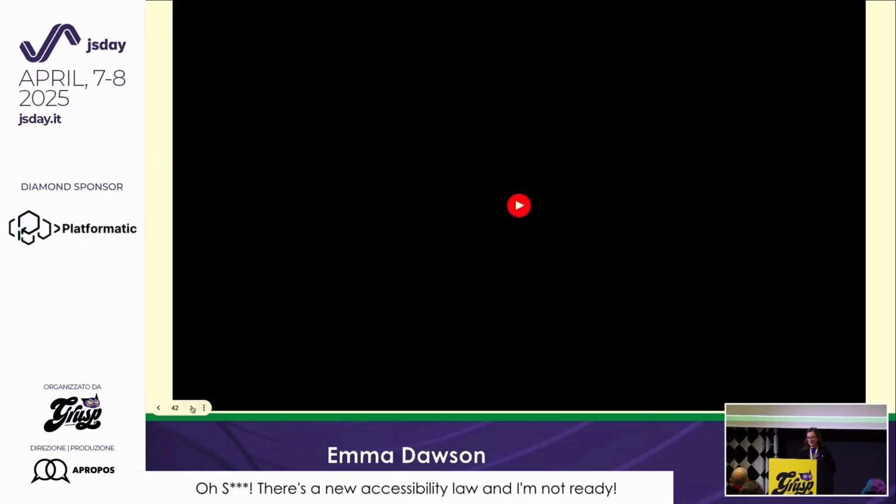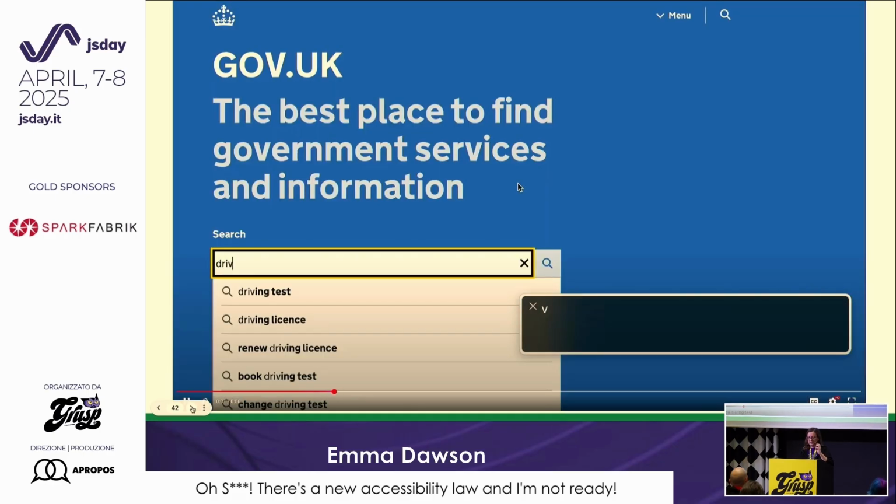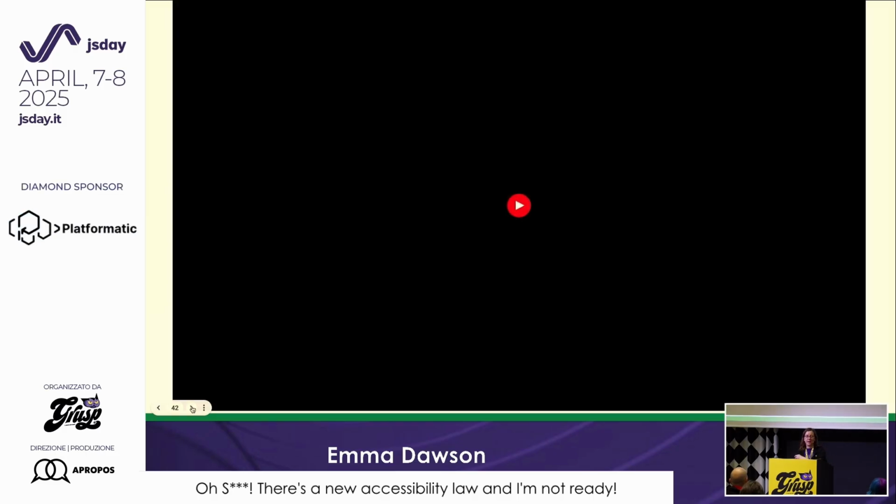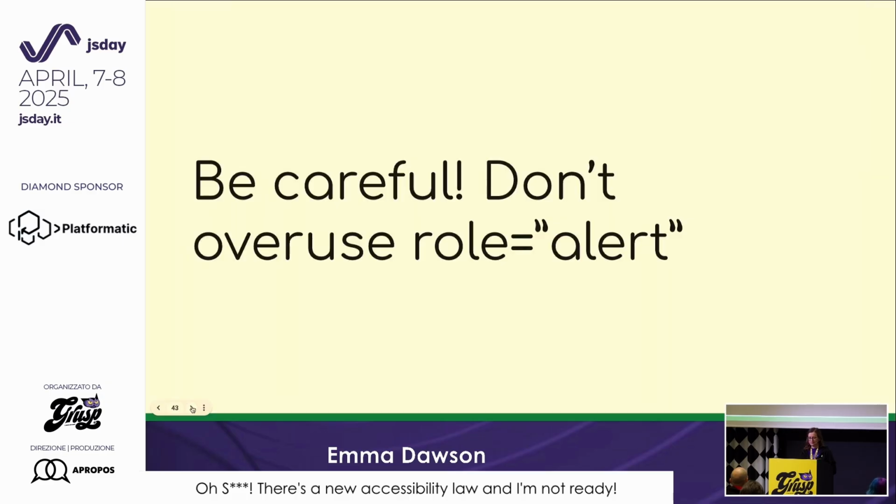Now here I did have a really nice example of the gov.uk website, where I'm going to search for driving license, and even before I press enter, they're already going to tell me that there are 5 results that I can select from in a drop-down menu. So here I search, the drop-down menu appears, and then it says there are 5 search suggestions available because they have added this role of alert to the search input.